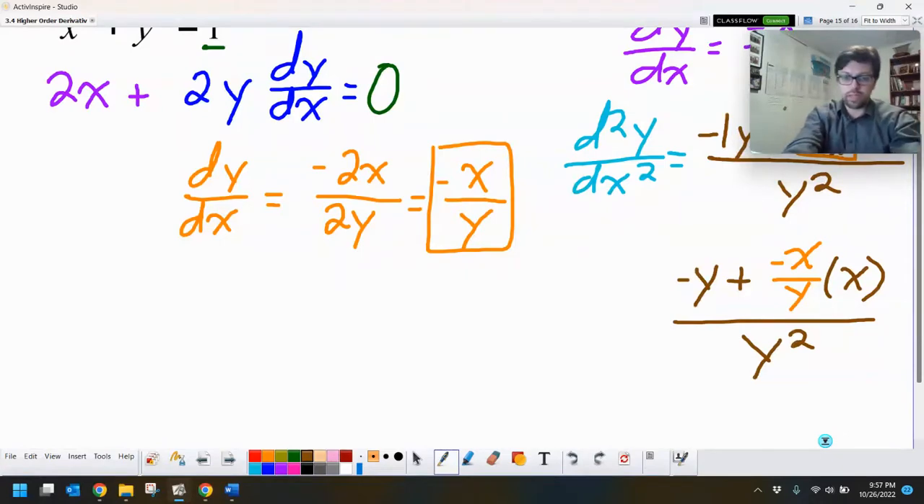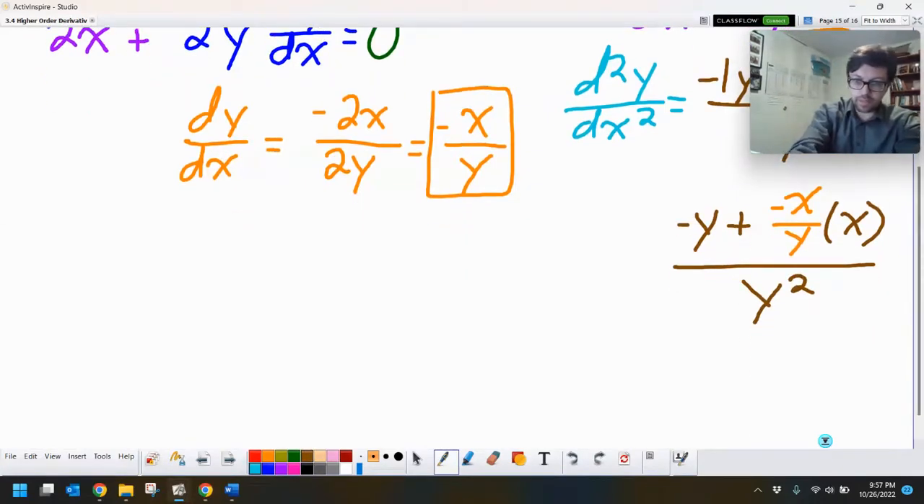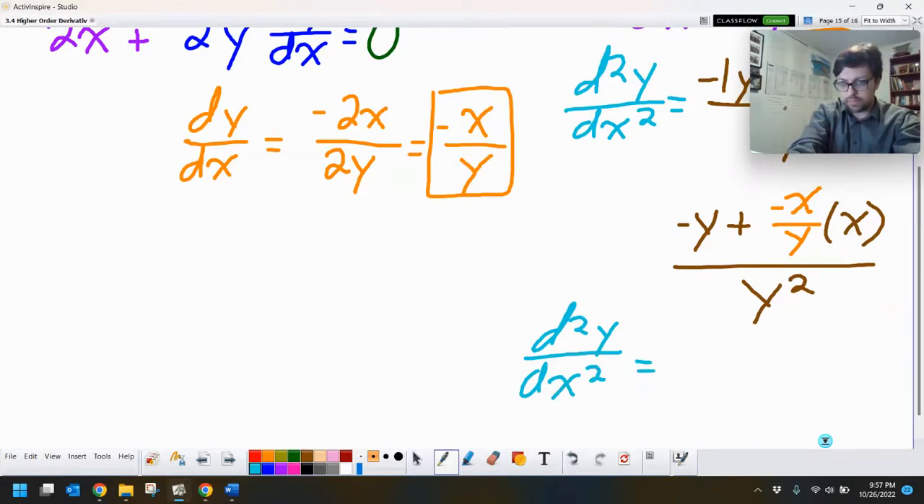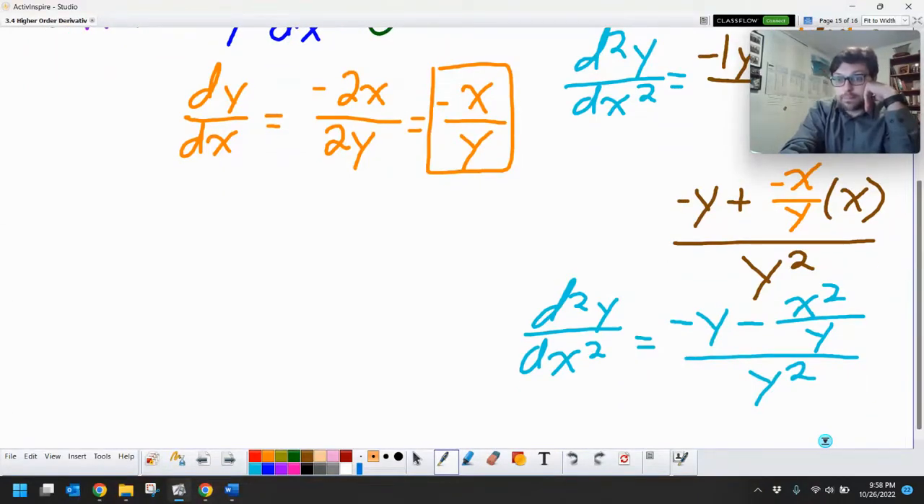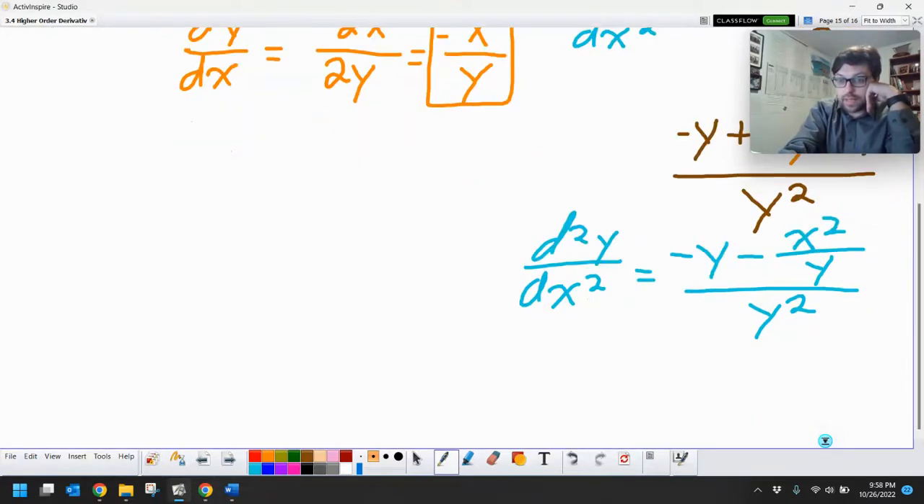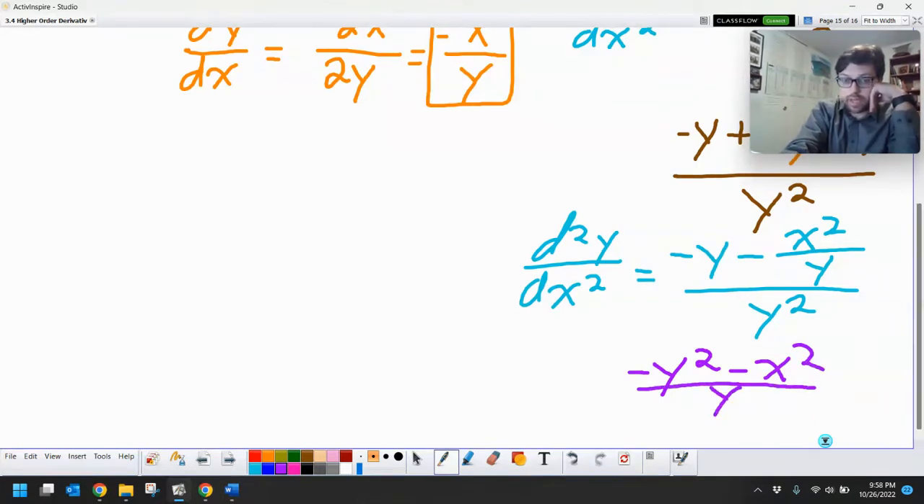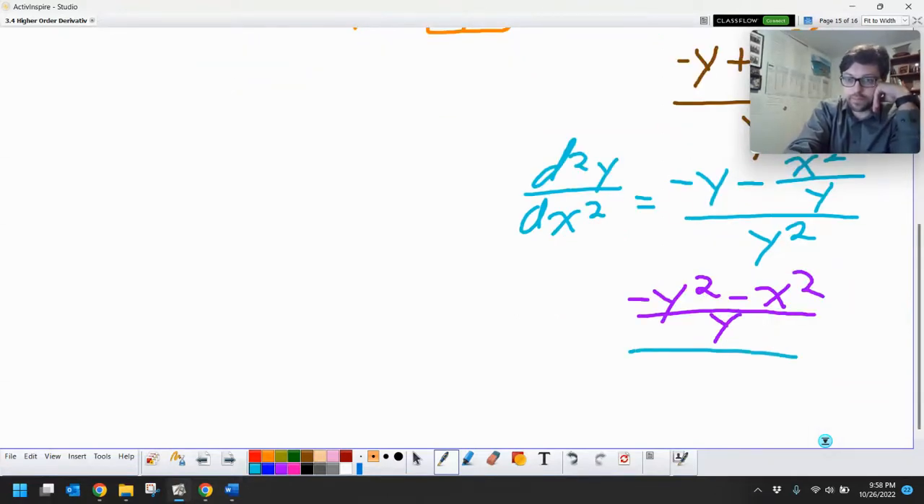So we could multiply that little bit together. And so we get d squared y over dx squared equals, we're going to get negative y plus, oh, no, minus x squared over y squared. I'm still thinking about ways that they could simplify this thing down. And I think I see something. So we could bring those fractions together and get negative y squared minus x squared. And then this would all be over a y. That's just the numerator, and then all over the old denominator, y squared.